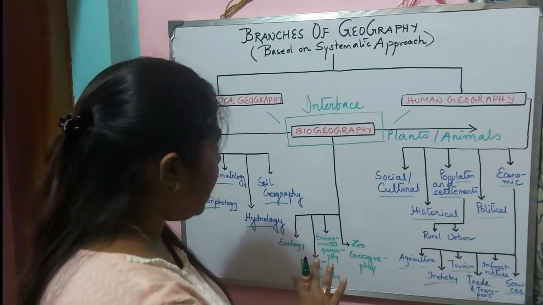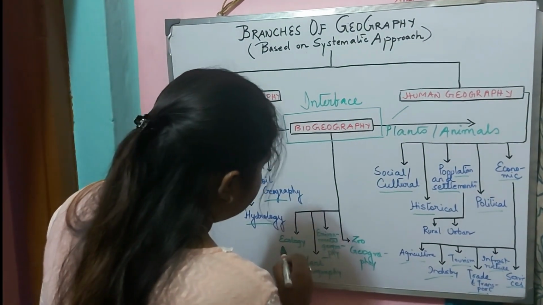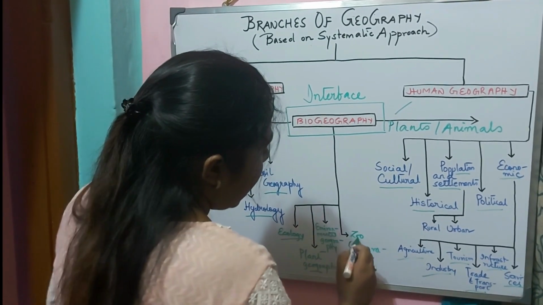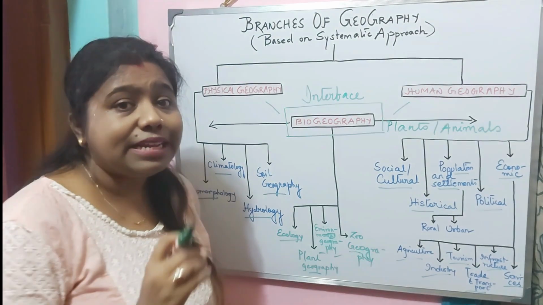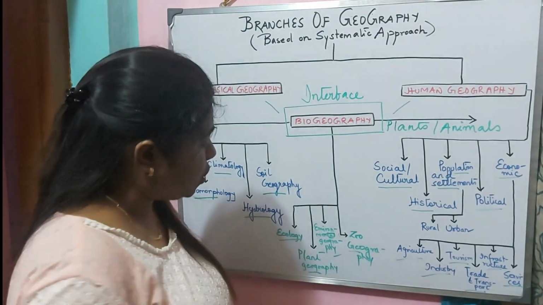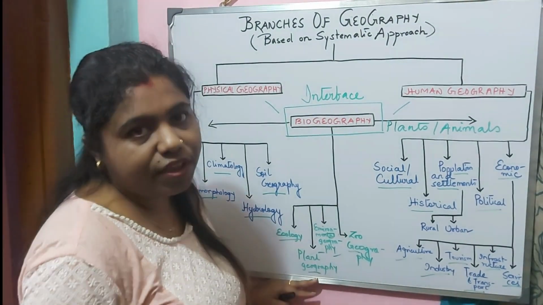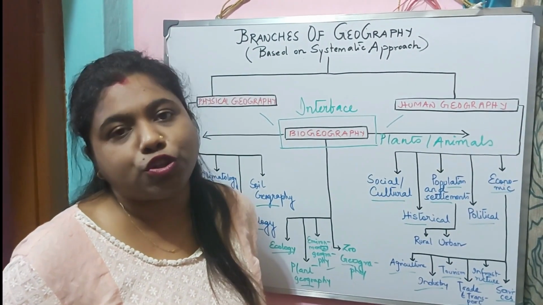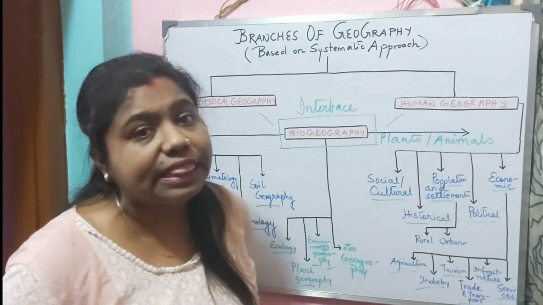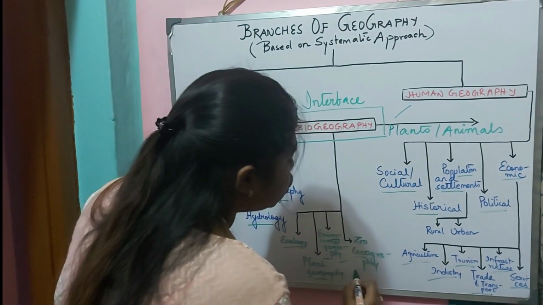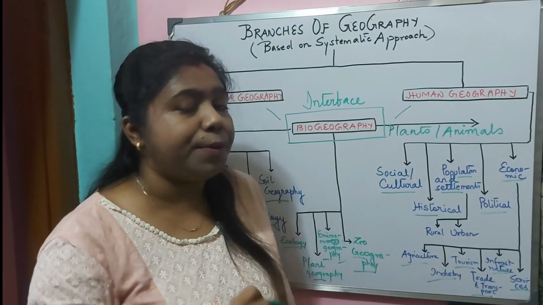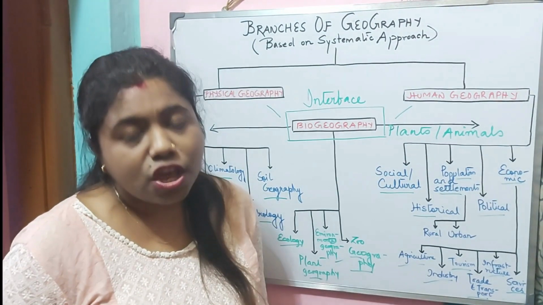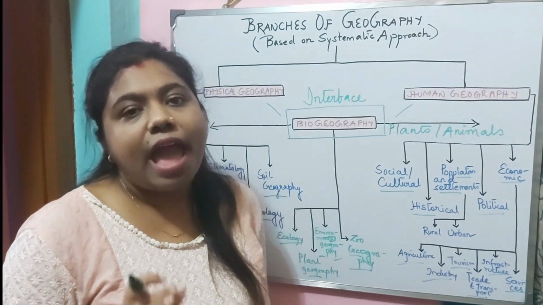Now, biogeography is divided into ecology, plant geography, environmental geography, and zoogeography. Now, let us start with plant geography first. What do you mean by plant geography? Plant geography means study of spatial distribution of natural vegetation in their habitats. Now, what is zoogeography? Zoogeography means spatial distribution and geographical characteristics of animals and their habitats.